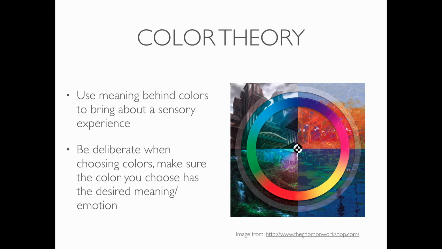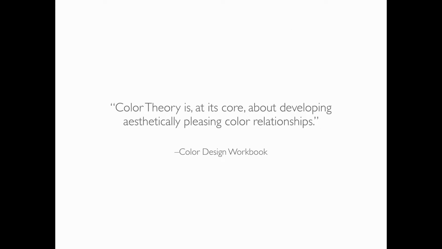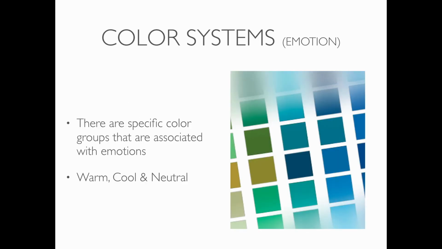You want to be deliberate when choosing those colors and make sure that the color you're choosing has the desired effect or has the desired meaning behind it. Color theory is at its core about developing aesthetically pleasing color relationships. So we want to think generally about emotions. There are generally color groups that evoke certain emotions, and we can work within those groups if we have a general idea of what we're trying to do. We can refer to these generally as warm, cool, and neutral color groups.